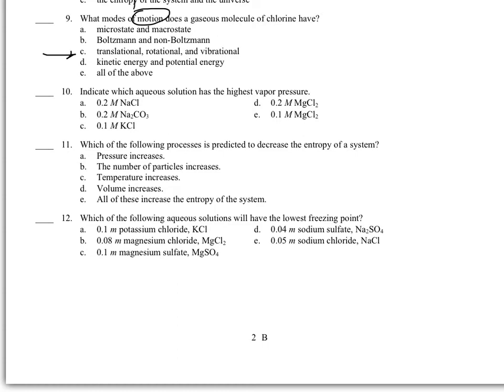Number 10. Number 10 is number 12 on the other version of the exam. Indicate which aqueous solution has the highest vapor pressure. So remember, colligative properties are all about vapor pressure reduction. And so the highest vapor pressure would have the least amount of solute. High vapor pressure means low solute concentration. So which of those has the smallest concentration? Well, it brings it down to C and E.